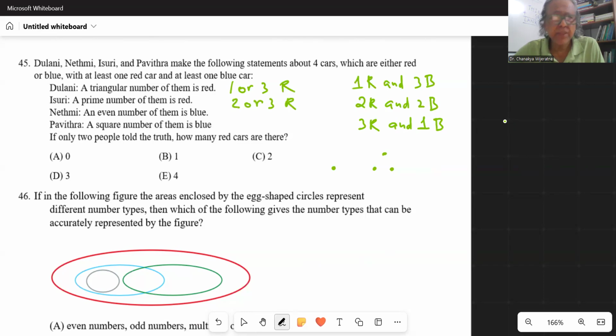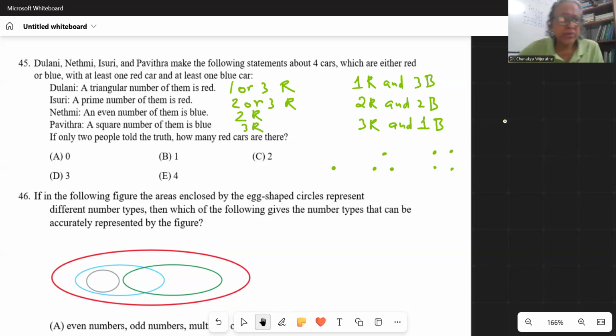And Isuri says that an even number of them is blue. So either 2 or 4, but it can't be 4. So then 2 are blue. That means she says that 2 are red, right? And then Pavitra says that the square number of them is blue. So 1 or 4, but it can't be 4. So 1 is blue. A square number means that if you take the same number of dots as the number, they can be arranged in a square. For example, 4 is a square number, right? But it can't be 4 blue, so it means 1 blue, that means 3 red.